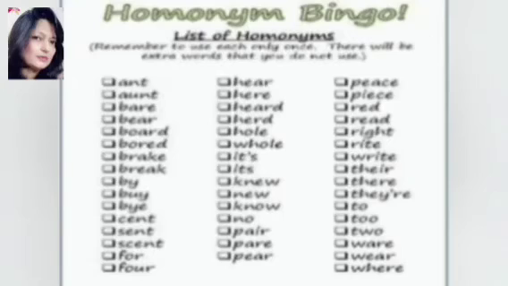Now, homonyms. List of homonyms. For example, ant. Here the meaning of ant is the insect. Aunt is a relationship. Bear. Bare means you're not wearing anything, like barefooted. Bear is an animal. Hear and here. Hear means listening and here, the meanings are different.